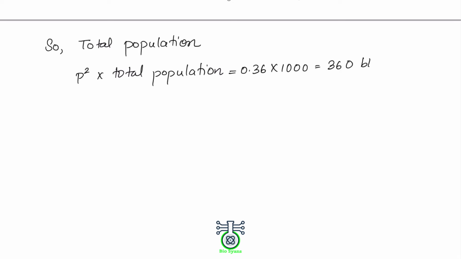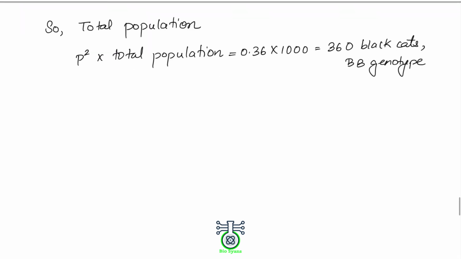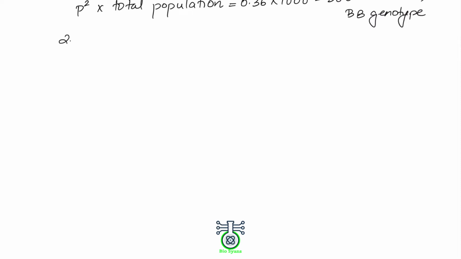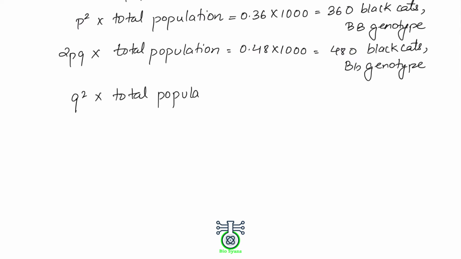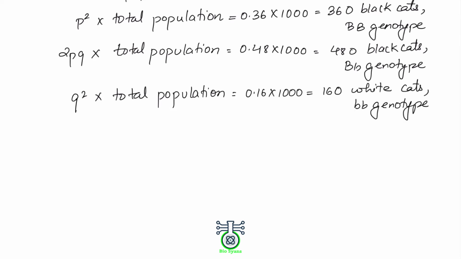Now, to get the number of individuals with the given genotypes, we need to multiply by the total population of 1000. So p square into total population is 0.36 into 1000, which is 360 black cats with the capital B capital B genotype. 2pq into total population would be 480 black cats with the heterozygous genotype. And for the recessive genotype, it would be 160 white cats.